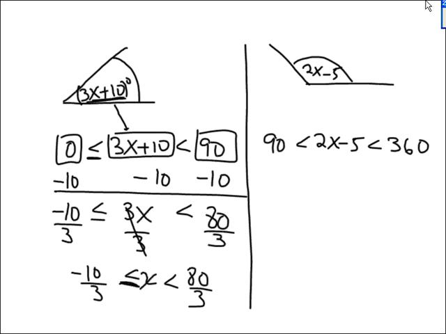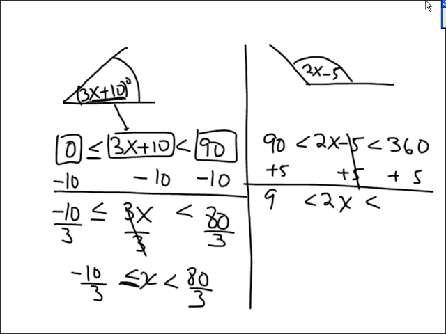From 90 up to 360, including none of the endpoints, you can add 5 to all sides. That way the middle is now just 2x. 90 plus 5, 360 plus 5. Now we divide by 2 to get x alone. So we have to do that to all 3 sides.